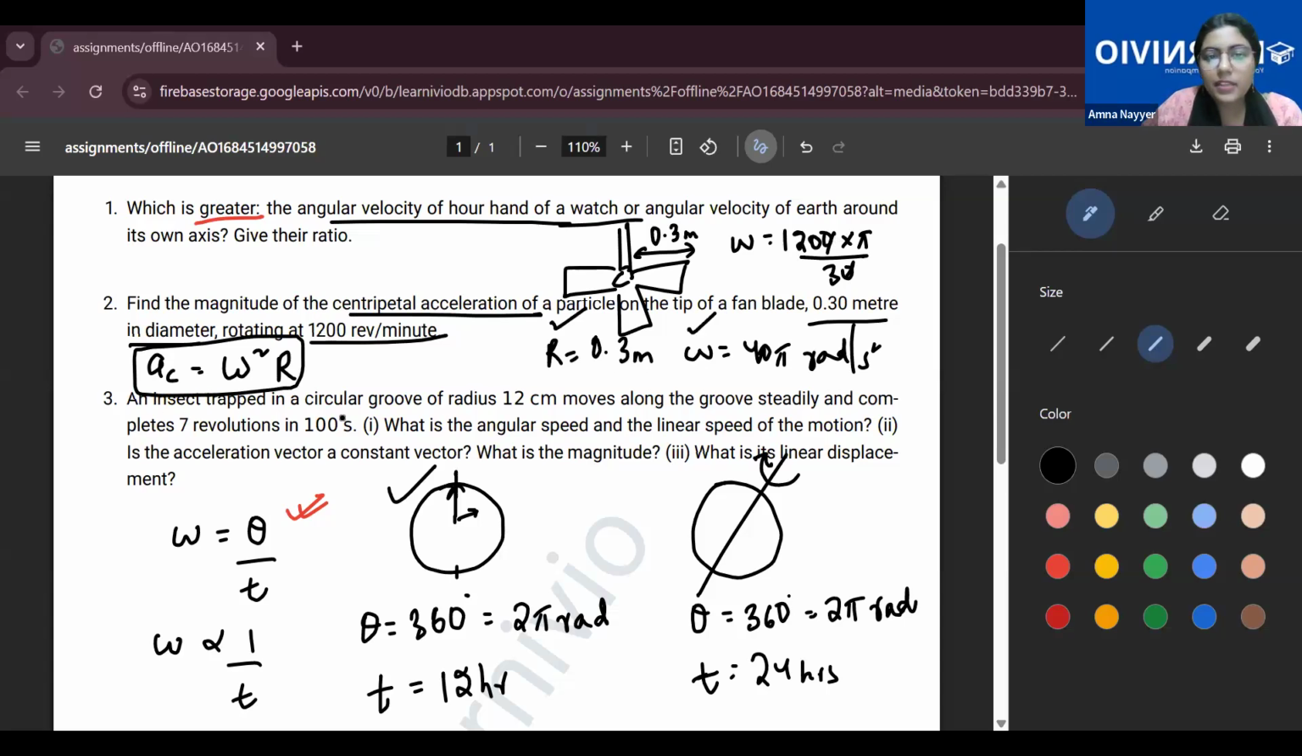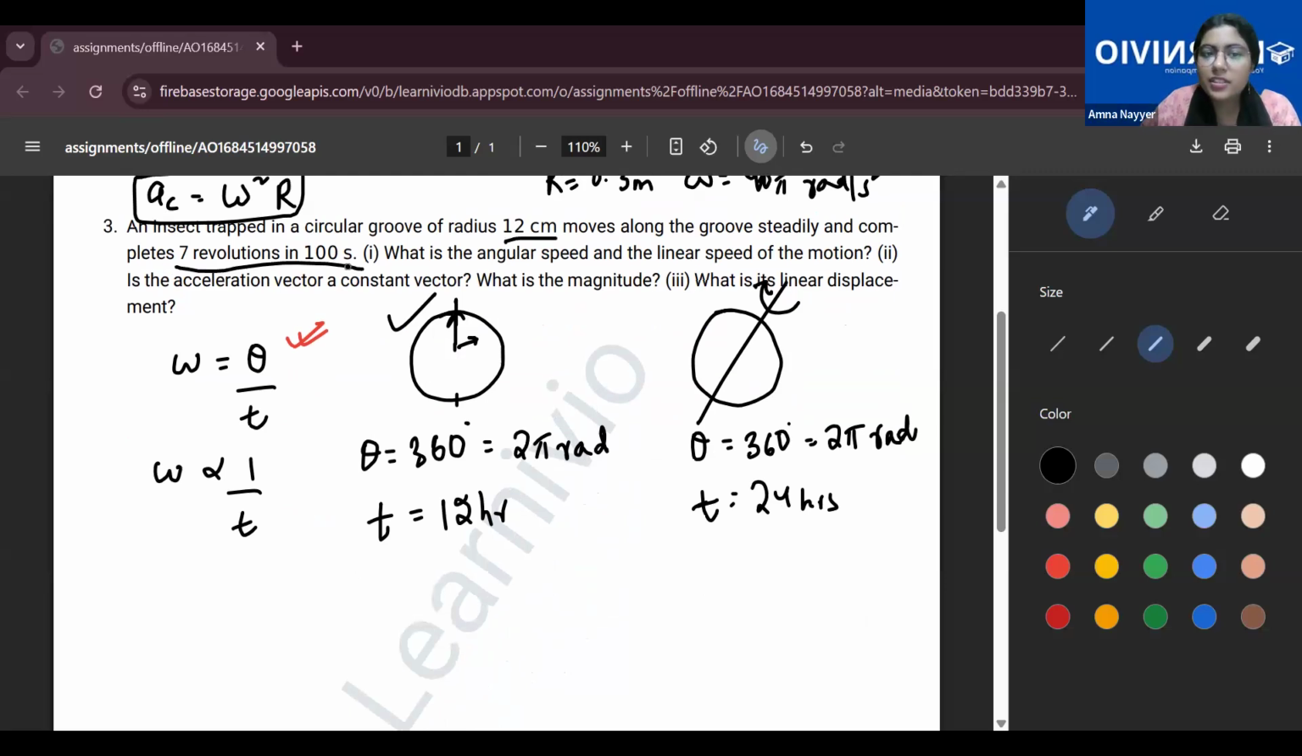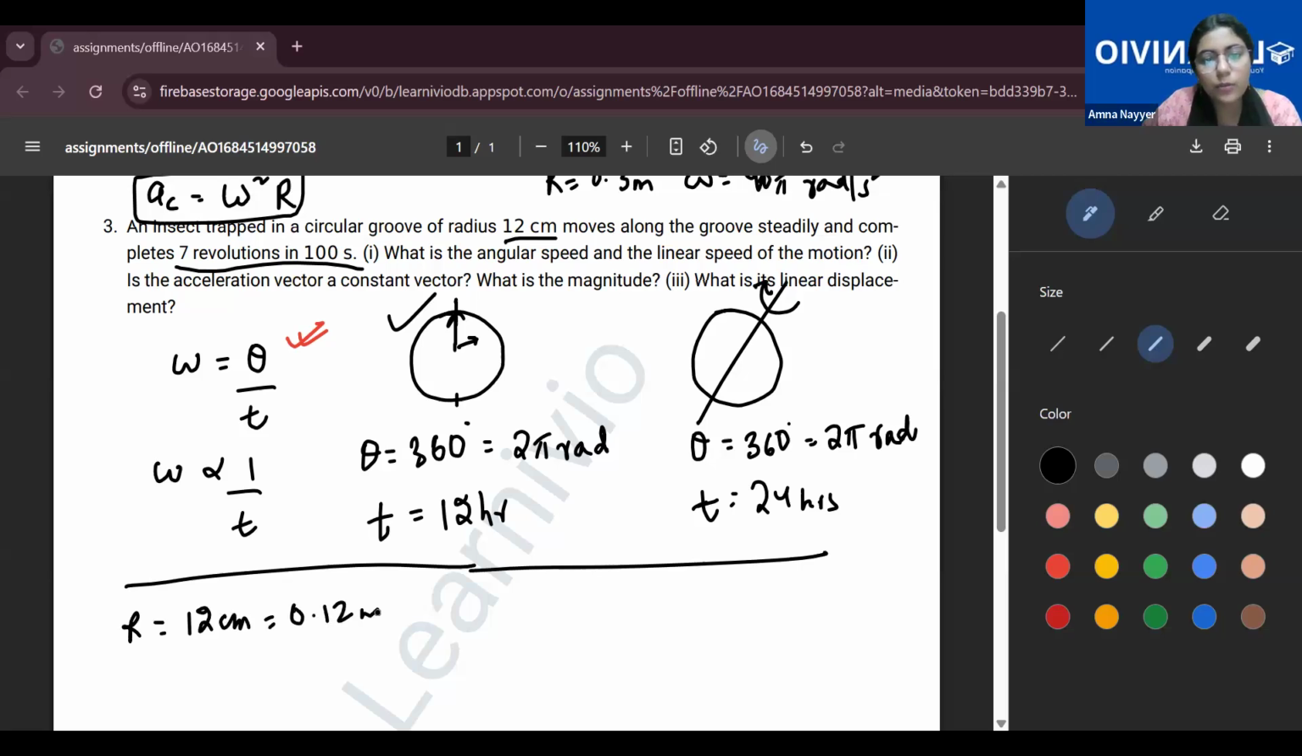Then, an insect trapped in a circular groove of radius 12 centimeter moves along the groove steadily and completes 7 revolutions in 100 seconds. It asks what is the angular speed and the linear speed of the motion. So see, 7 revolutions in 100 seconds means in 1 second how much revolution will be there. You can calculate that. Radius is already given. It's a very, very easy question. Radius is given as 12 centimeter, you can say 0.12 meters.